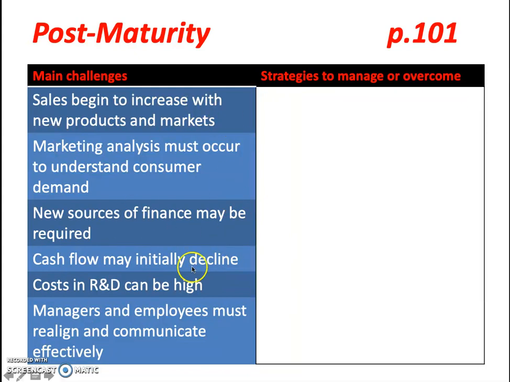The post-maturity table is the final thing for your notes. It's on page 101 or 102 if you're using the new book. Can you please complete this table and put it into your notes? They're the factors we just discussed.